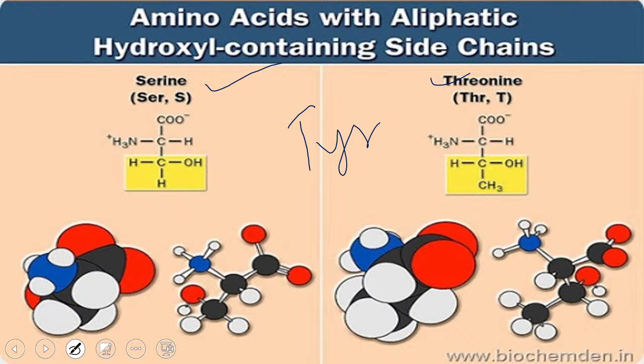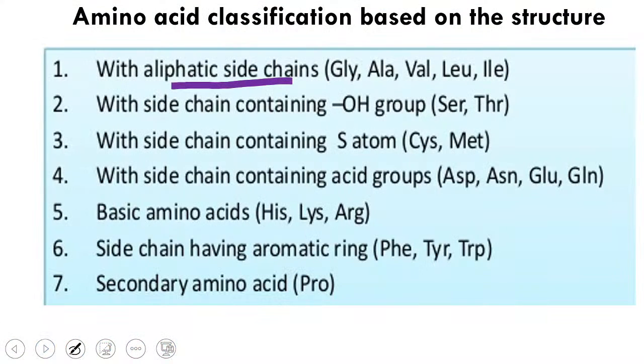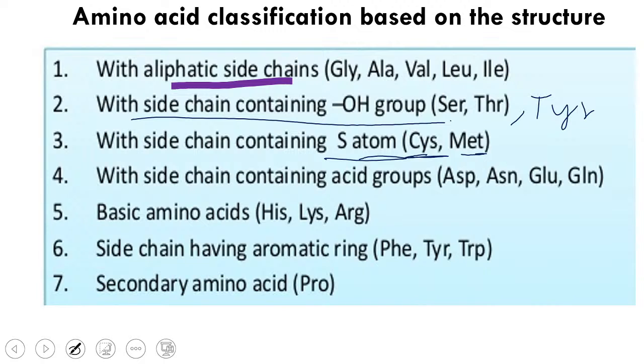We have another class which is aromatic amino acids. If you will see here, side chain which contains OH group: serine, threonine and tyrosine. Then we are having one class of amino acid which contains sulfur atom. So we are having 2 amino acids which contain sulfur, cysteine and methionine. We will see what is the difference between the sulfur of cysteine and the sulfur of methionine, how they are different. Then we are having side chains of R group which contain acid groups. They are aspartic acid, asparagine, glutamic acid and glutamine. How to do nomenclature also.